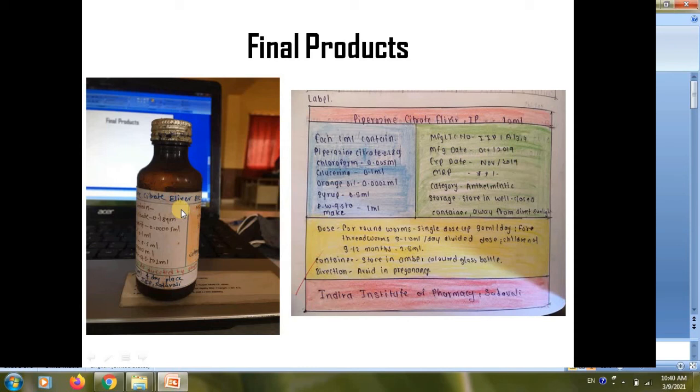And for suppository, there is another kind of envelope which will be covered with aluminum foil. For such kinds you have to use that packing material. Okay, and you have to label that. So this is your final product.